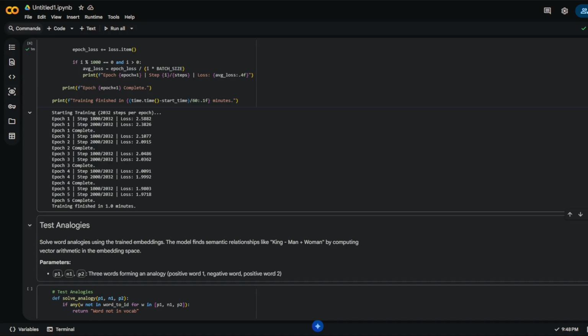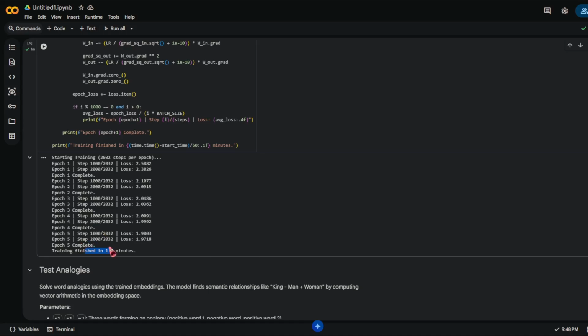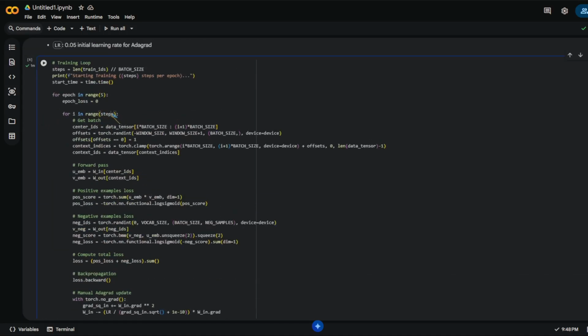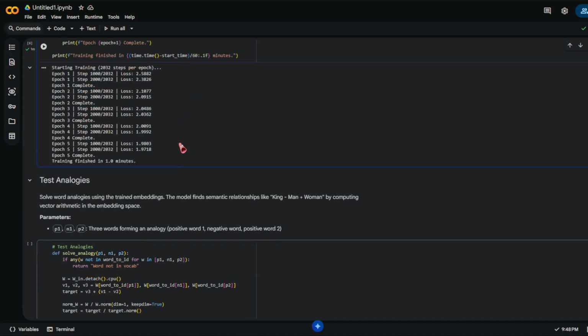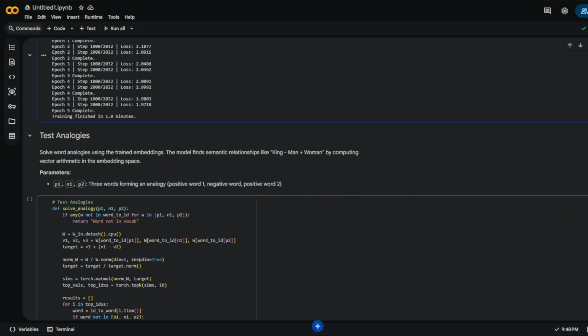Okay, so now the model has finished training. It took about 1 minute. We only used 5 epochs. So we can see the loss function decreasing. Now let's test it.